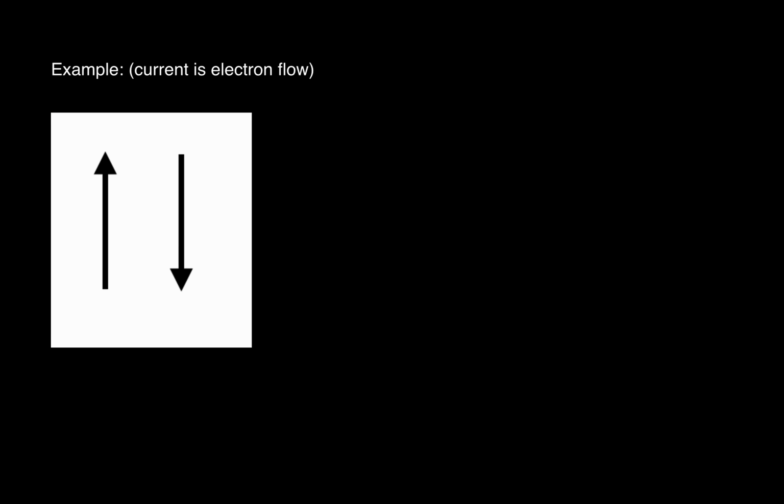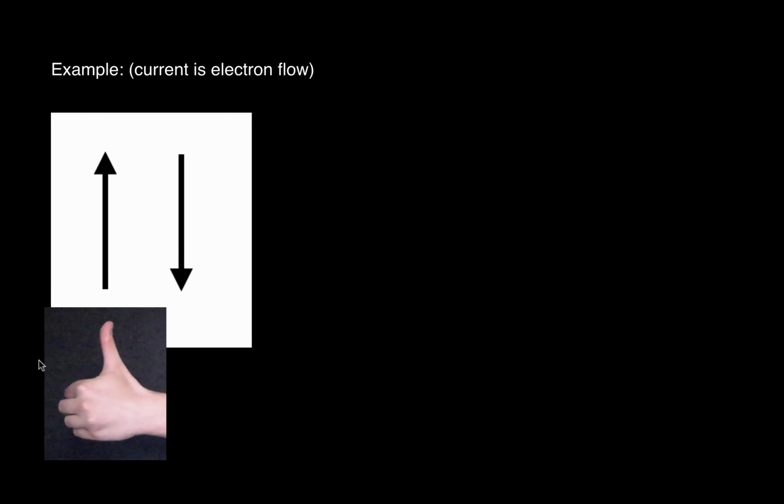For this example, we have two wires placed parallel to each other with current flowing in opposite directions. We point our thumb in the direction of the current and our fingers wrap to show us the direction of the magnetic field, which is into the page on the left and out of the page on the right.